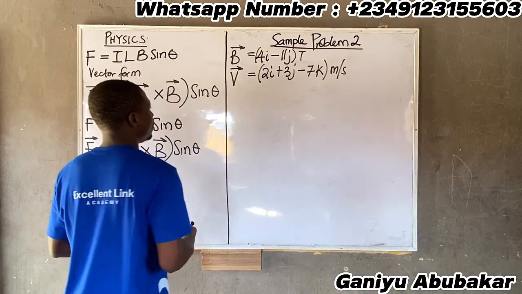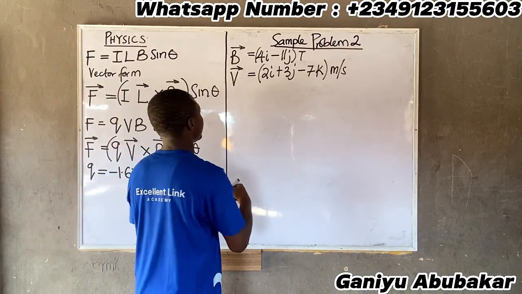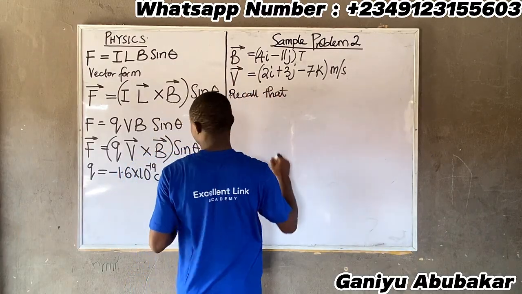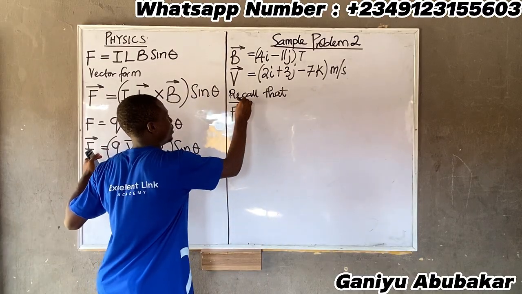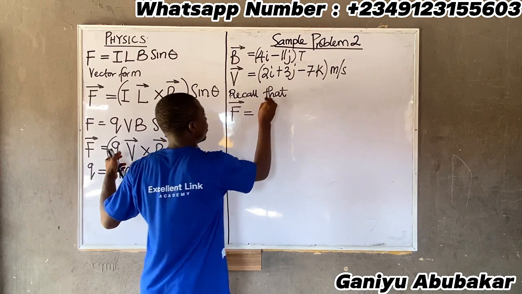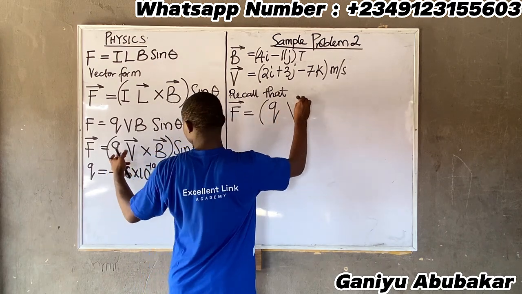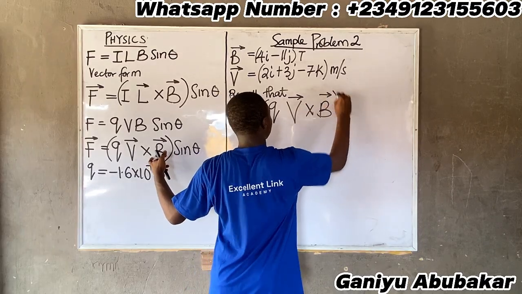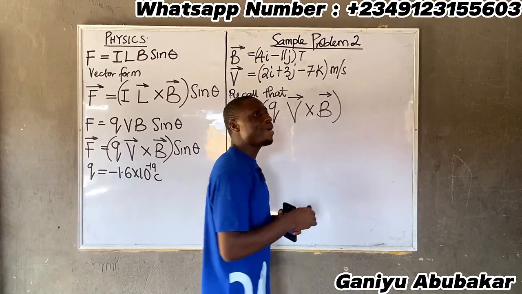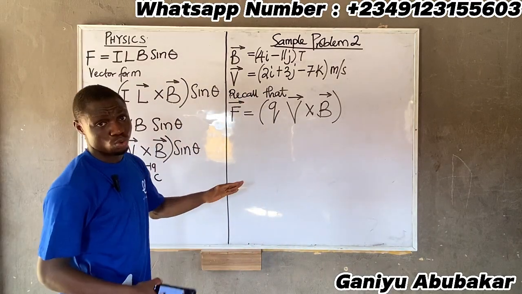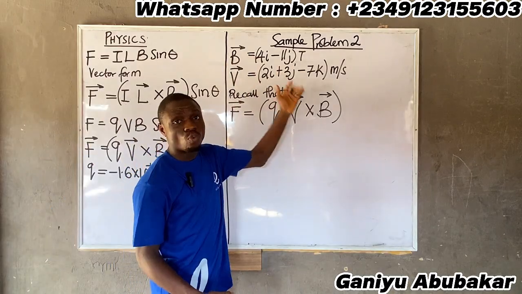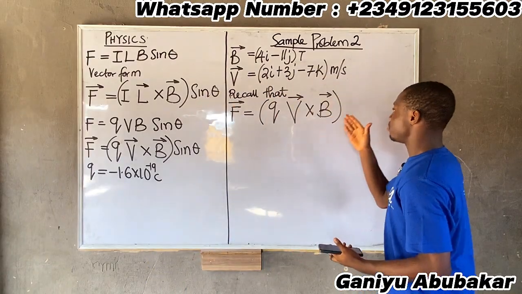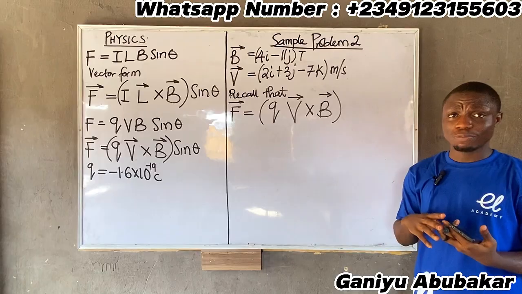So I have to recall that we established earlier that the force we're looking for in this case is equal to Q V in vector form cross B in vector form, of course, sin theta. In this case, am I adding sin theta? Yes or no? Of course, no. Because nothing like angle was mentioned in this case. If angle was mentioned, of course, I'll add sin theta to the end.